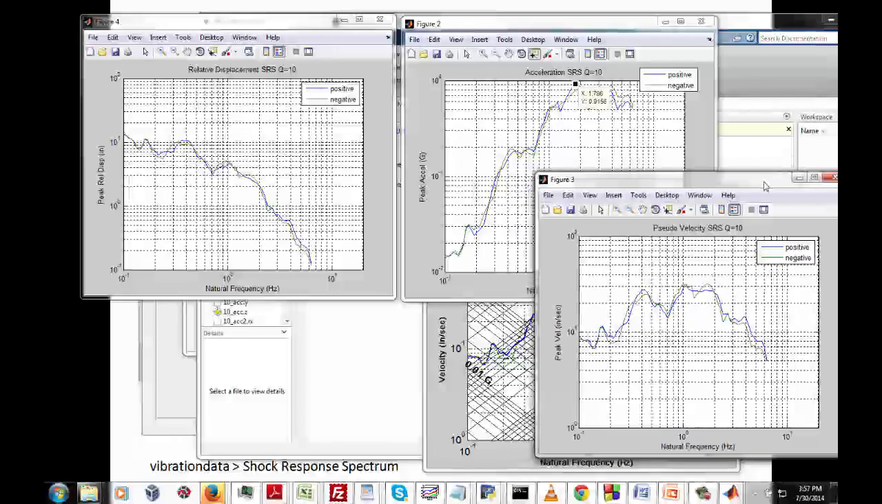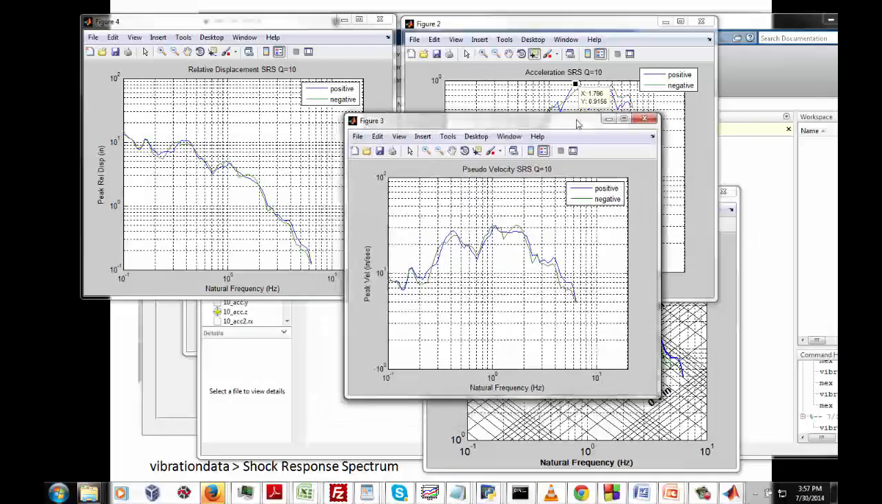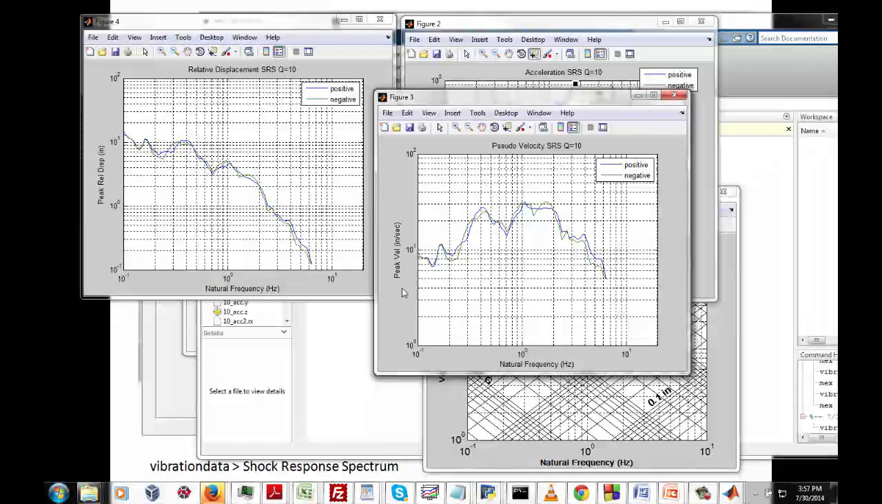Well, there's a third plot, and this is the pseudo velocity SRS. So we have our peak velocity in inches per second, natural frequency in hertz. And in this case, the pseudo velocity is calculated by taking these two relative displacement SRS curves and going point by point and multiplying by omega sub n, where omega sub n is 2 pi times the natural frequency in hertz.